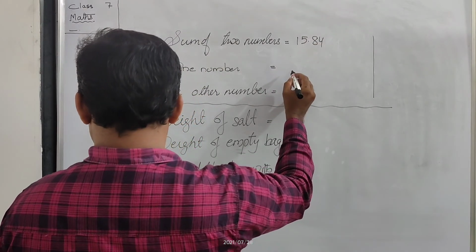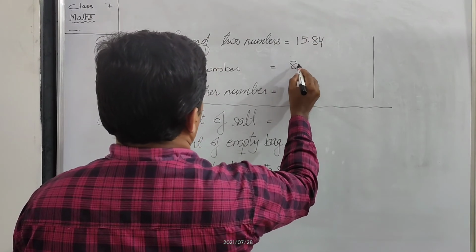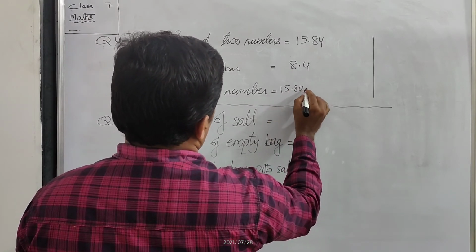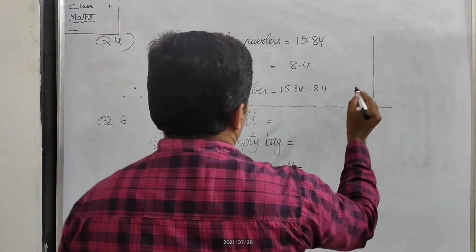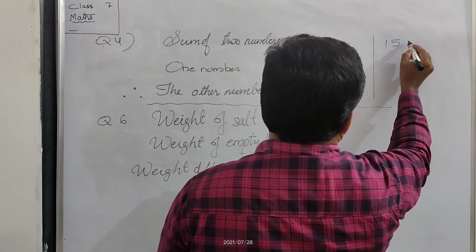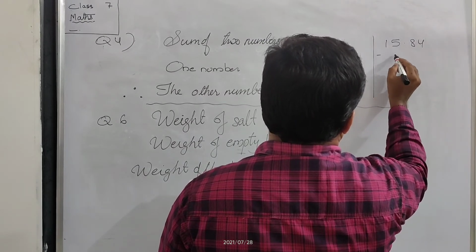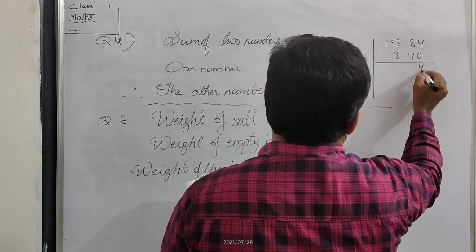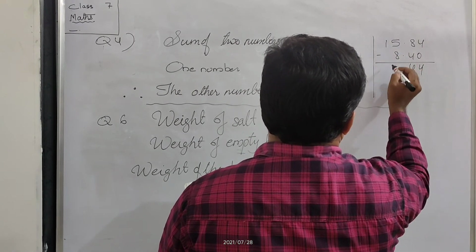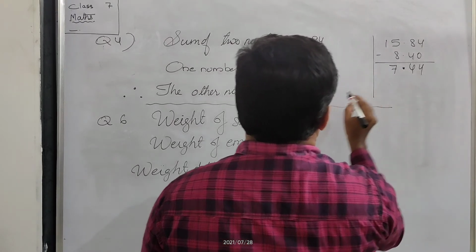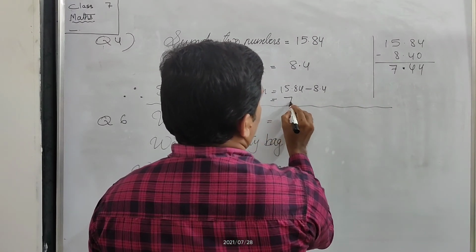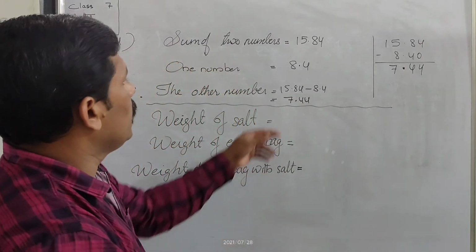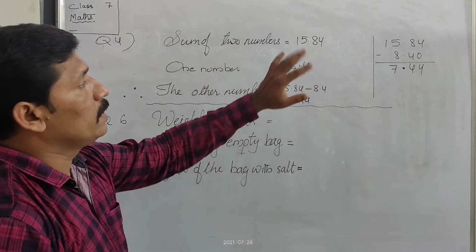15.84 is the sum of two numbers, and the given number, one number is equal to 8.4, and the other number is 15.84 minus 8.4. That we subtract here. 15.84 minus 8.4. Here no digit, therefore we can place 0. 4 and 4, then 15 minus 8 is equal to 7. So the other number is equal to 7.44. If 7.44 and 8.4, if we add, we get 15.84.